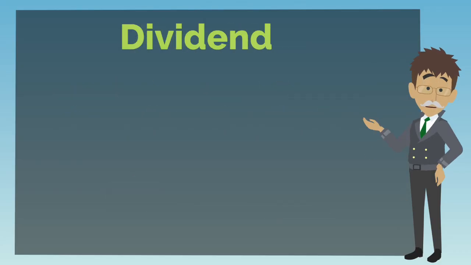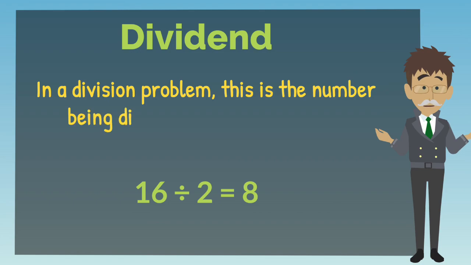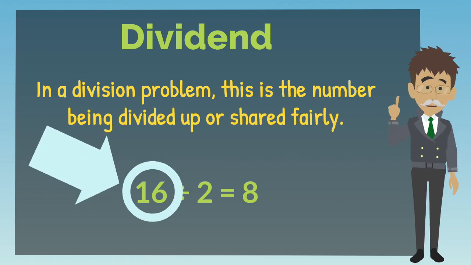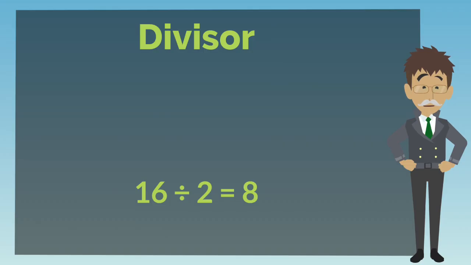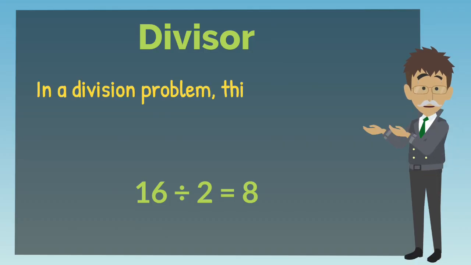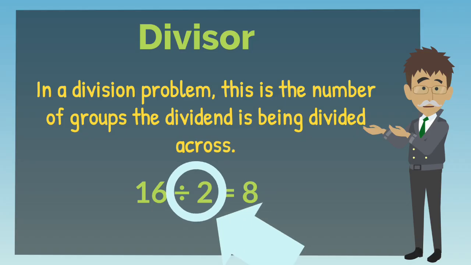Dividend. In a division problem, this is the number being divided up or shared fairly. Divisor. In a division problem, this is the number of groups the dividend is being divided across.